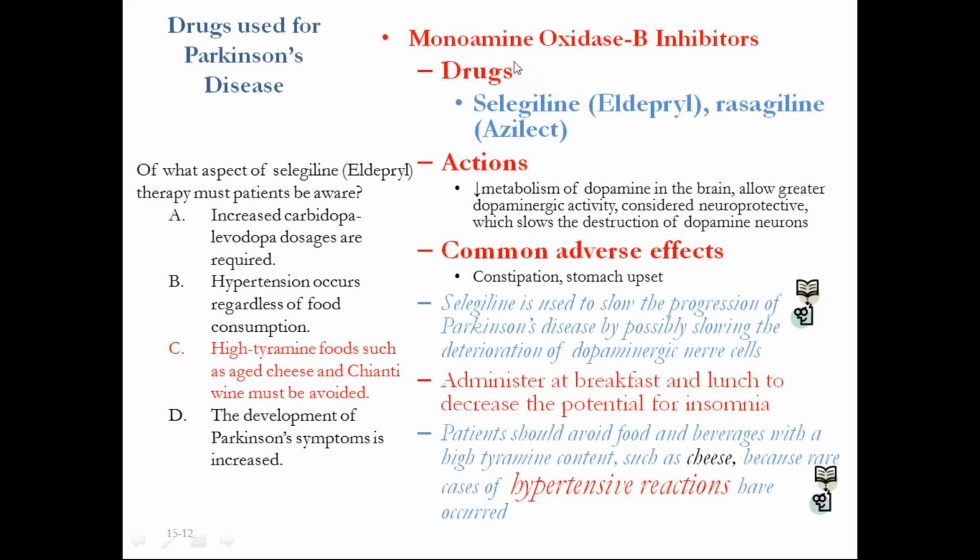So what is the MAO, monoamine oxidase inhibitor, doing? What is our goal in Parkinson's? To increase the dopamine levels. When you increase the dopamine levels, the signs and symptoms of Parkinson's are under control.